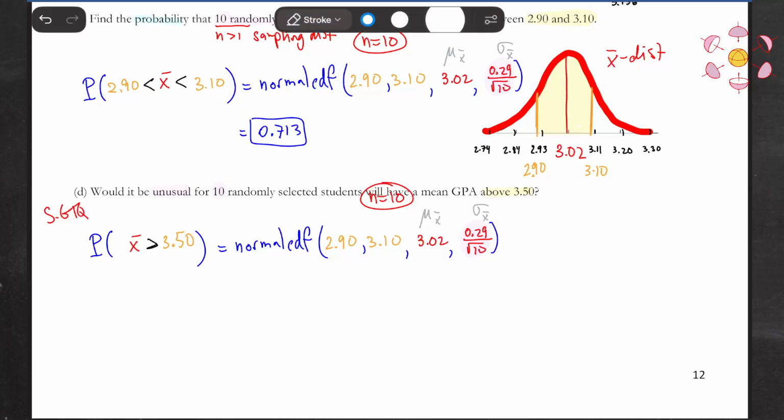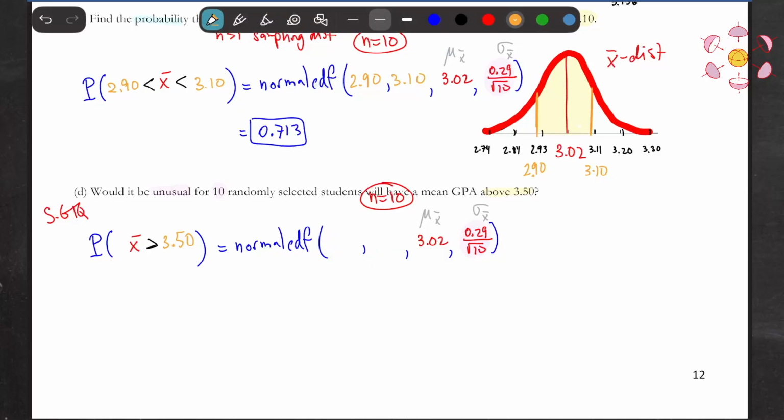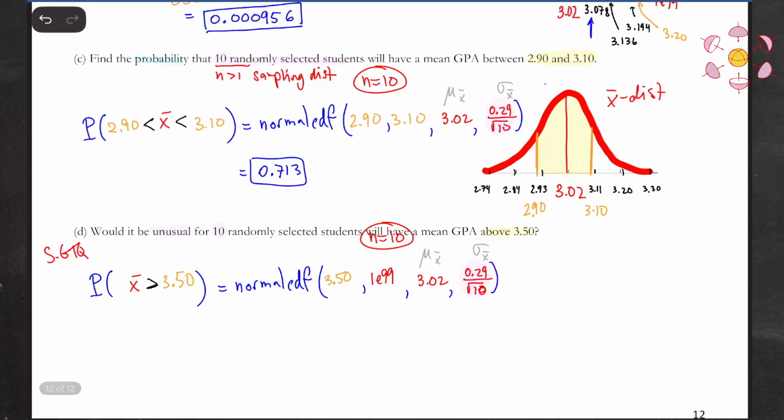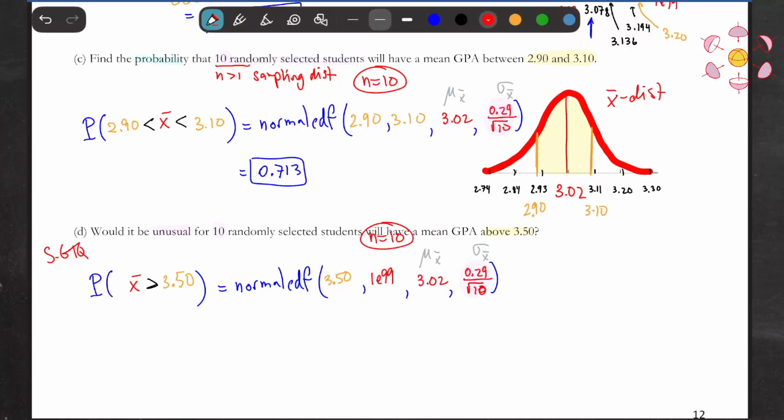So this time we've got a lower value of 3.50. Our upper value is going to be 1E99 because we don't have an upper value. Now, because it's 10 students, we get to use the same mu of x bar and sigma x bar as in the last problem. Okay, now what do I want to do? I want to take a screenshot. I'm just going to redraw it.